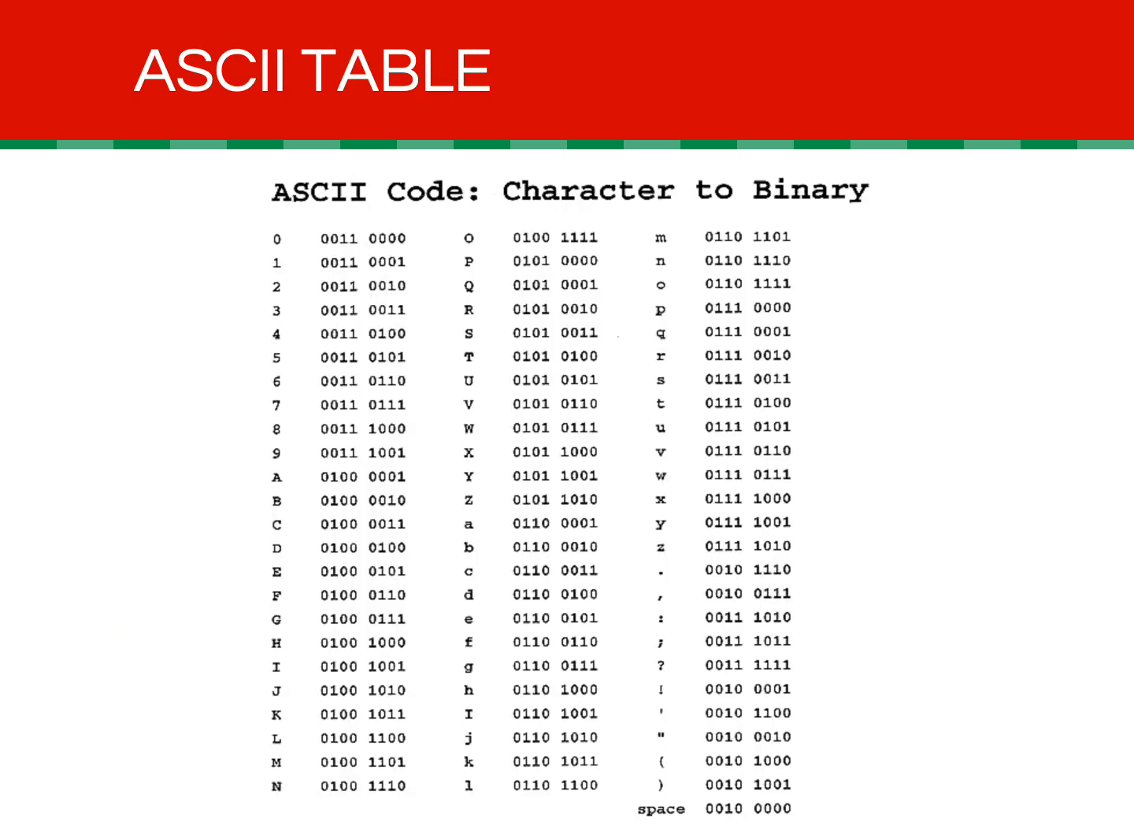For example, the letter A can be represented as 01000001 in binary. You can refer to the ASCII table for the whole list.